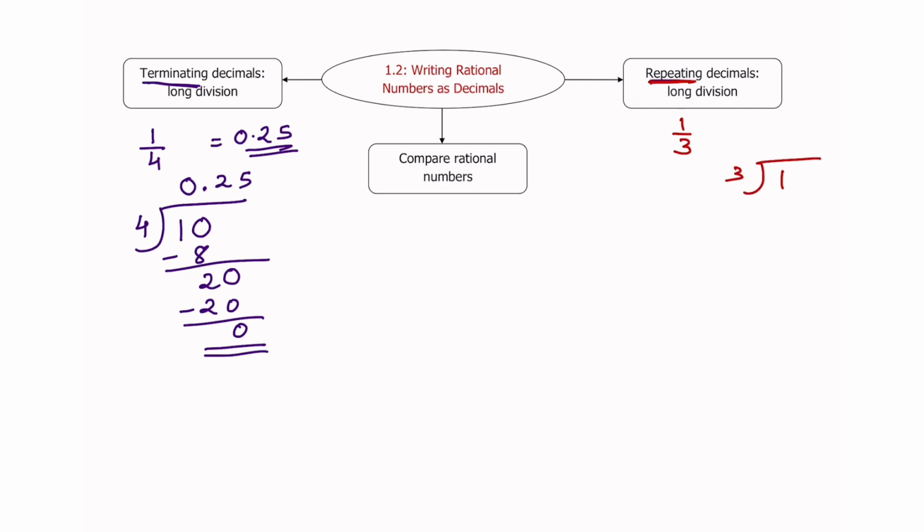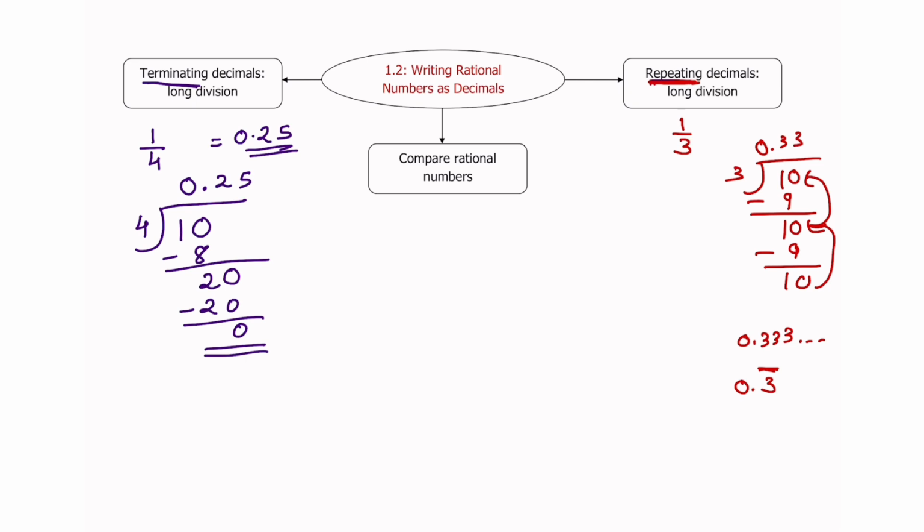3 does not go in 1, so we write 0 here and a decimal. Yes, 3 times 3 is 9. Remainder 1. I'm going to write 0. Now do you see the 10? Again, it's coming. So again 3 times 3 is 9, remainder 1. This pattern keeps repeating. So my 0.333 will go on. The answer is 0.3333, never ending. It's repeating. So the process is the same, it's just that it's repeating. So my answer is going to be 0.3 with a bar notation indicating that this digit keeps repeating.